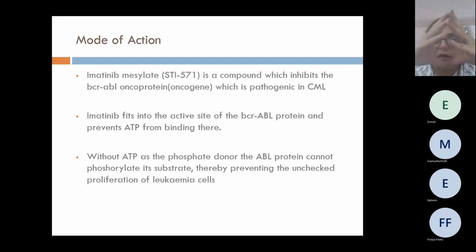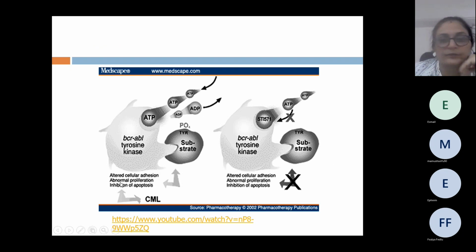See, if any substrate has to be phosphorylated, then the ATP molecule is required. But what will imatinib do? It will go and attach itself to the BCR-ABL protein, and it will not allow the ATP to bind, like here. You have the BCR-ABL tyrosine kinase combination, and this is the substrate.